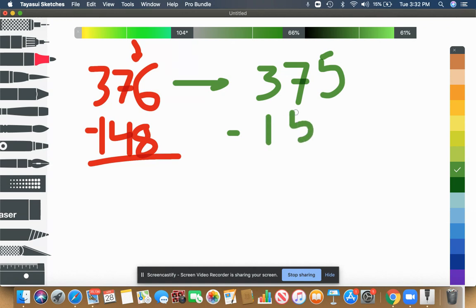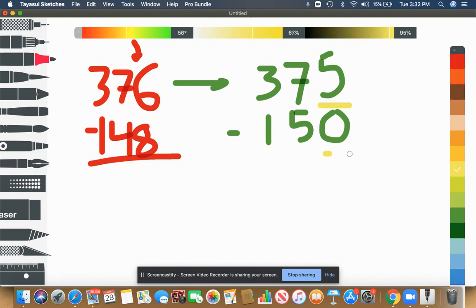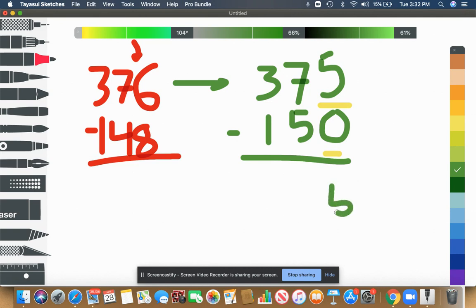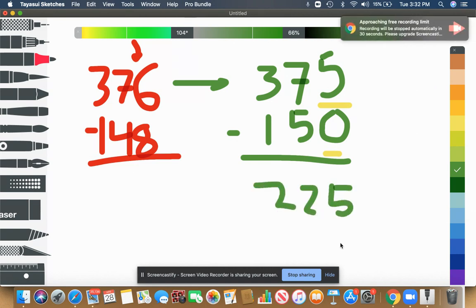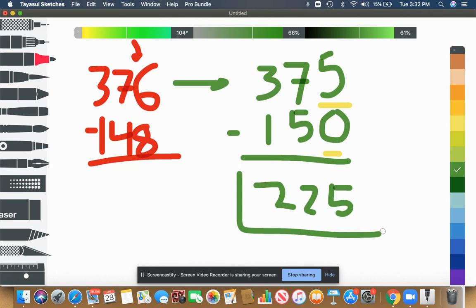I'm going to notice that for my ones digits, I've turned this one into a 5, and this one into a 0. 5 minus 0 is 5. 7 minus 5 is 2. 3 minus 1 is 2. So there we have 225 as our estimate. Don't just subtract them. We want estimates today.